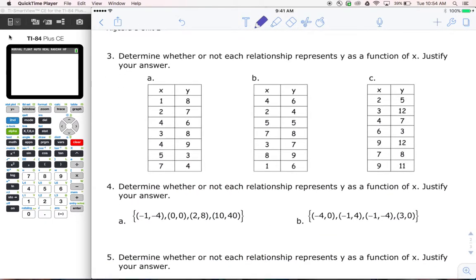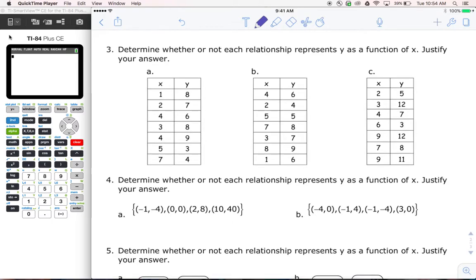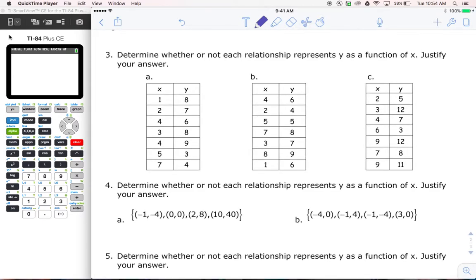Okay, problem 3. We've got 3 different tables here. So we're trying to find out if each one of these tables represents a function. So remember what I had you write up top? Every x has only one y. This will help you understand.